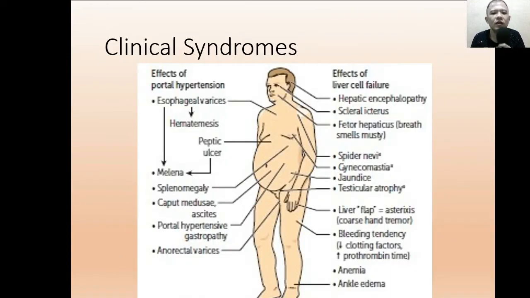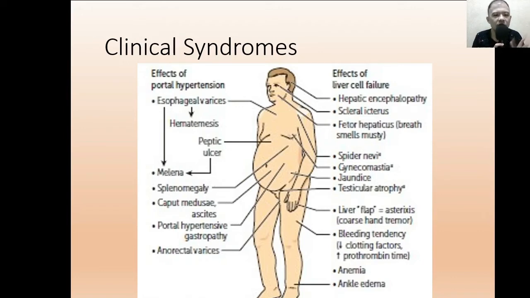Okay, so we're done with the examples of liver diseases. We mentioned metabolic diseases, drug and toxin induced liver injury. We mentioned obstruction in the blood flow, circulatory disorders.